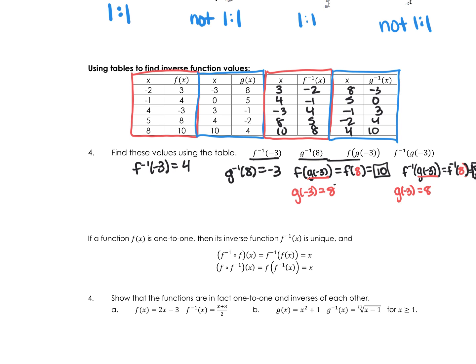So as long as you can make those tables for F inverse and G inverse, this is just the same things as what we were doing before. Any questions on that one?